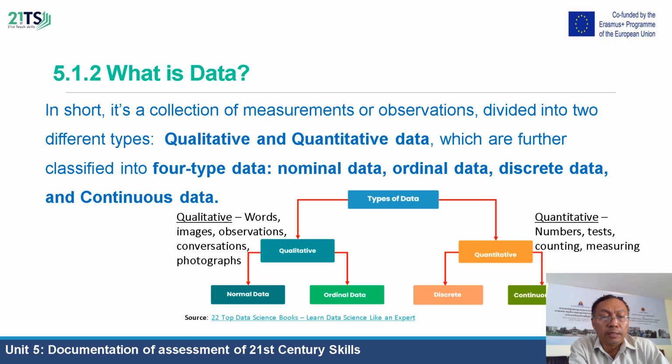Qualitative data refers to words, images, observations, conversations, or photographs. Quantitative data refers to numbers, tests, counting, or measurings.